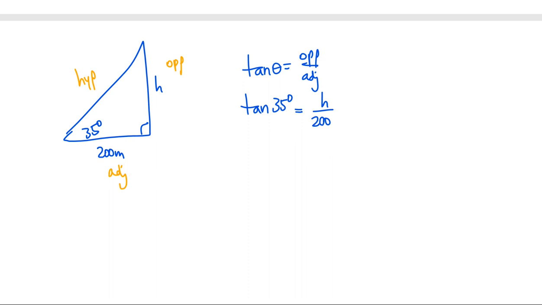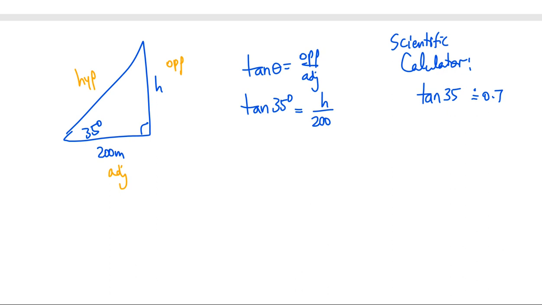Now, tan of 35 degrees is a number from your calculator. So pick up your calculator, and it should be a scientific calculator that has sine, cos, and tangent on it. You should be able to type tan and then the number, and then hit equals. Let's see what happens when you do that. And I get approximately 0.7.